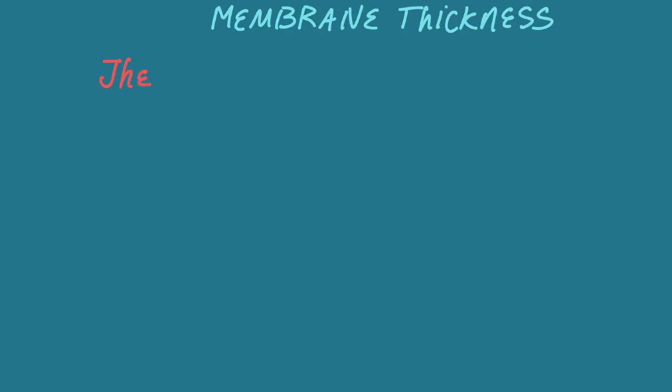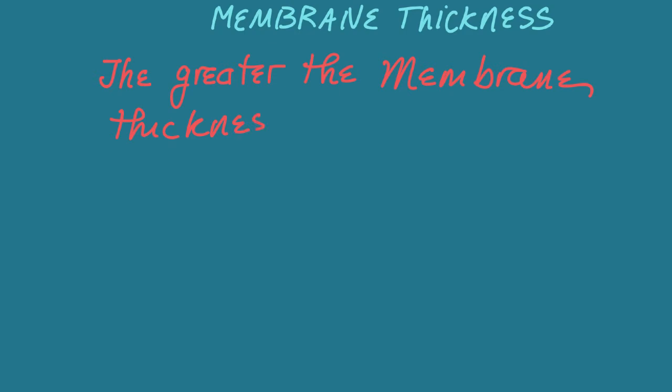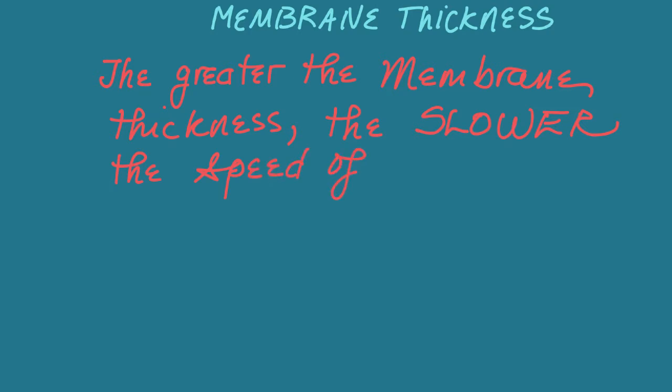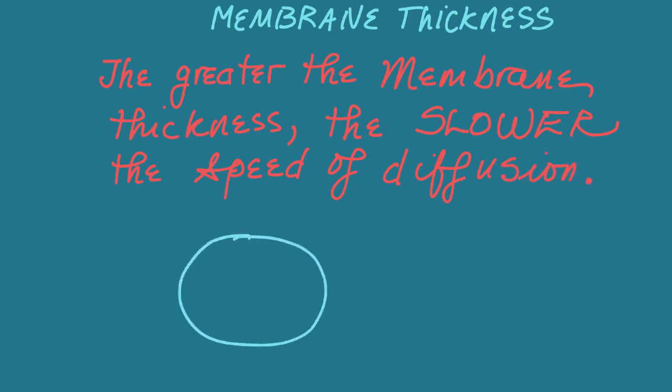This makes sense because when you have a thick membrane, this would present a greater barrier for substances to diffuse. So the greater the membrane thickness, the slower the speed of diffusion. This becomes important in pneumonia. When a person has pneumonia, the amount of fluid that accumulates in the alveolus is so high that it actually makes the alveolar wall much thicker than normal. As a result, the diffusion of oxygen and carbon dioxide is extremely slow.